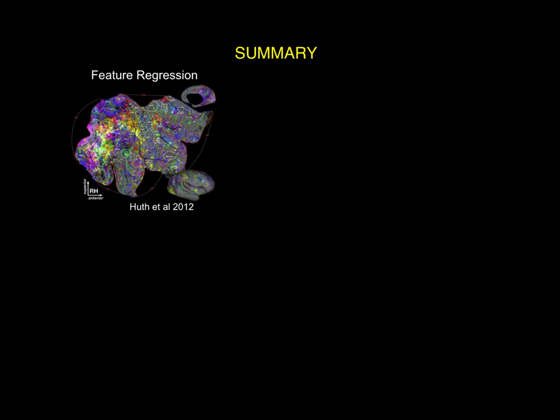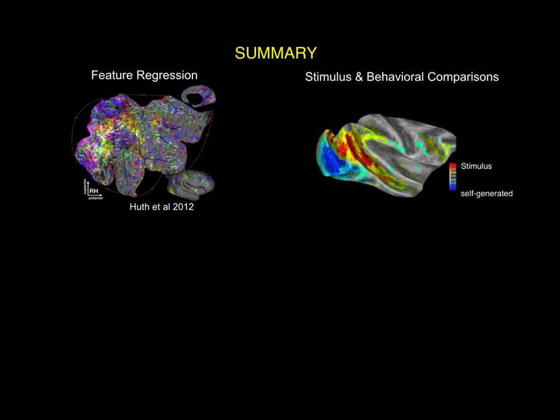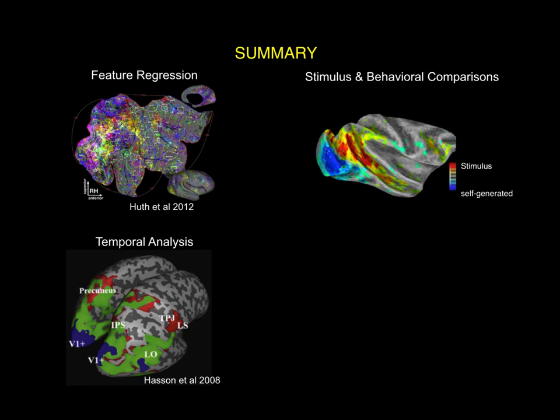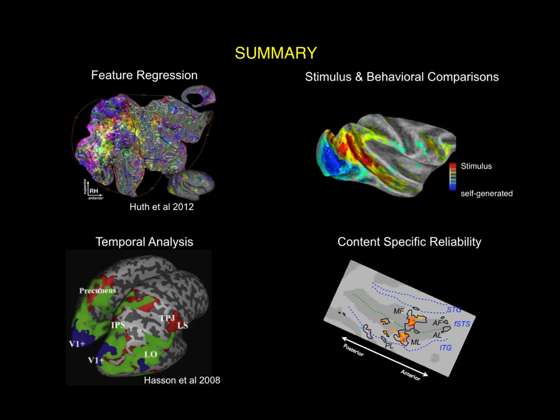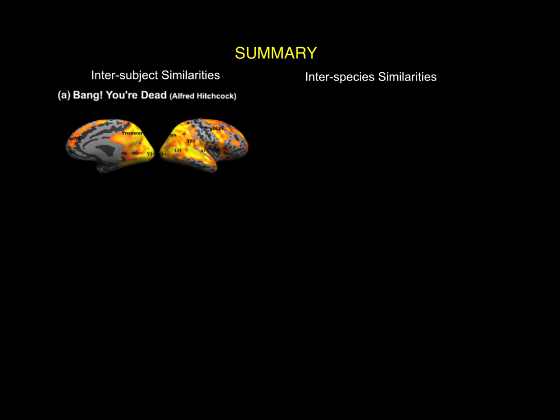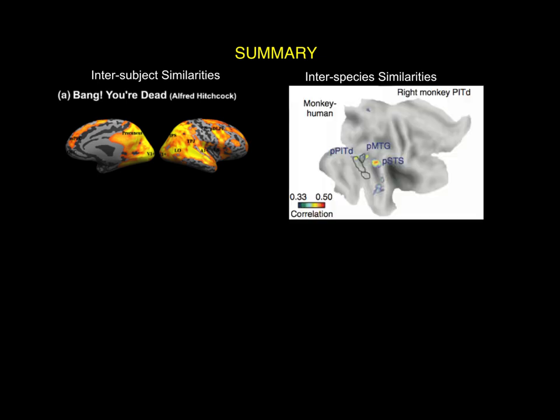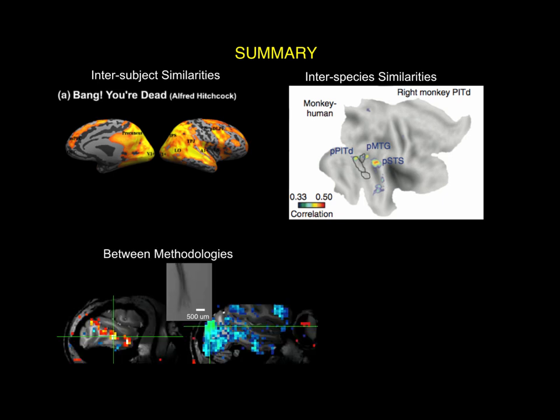One is through something like a feature regression, using stimulus and behavioral comparisons, so we can understand how the behavior is involved in processing these stimuli as well. Temporal responses across the brain are critical when dealing with these naturalistic stimuli. And the actual content of the movies can really change the way the responses are being shown. Similarly, it gives an interesting outlook on intersubject and interspecies similarities, and possibly between methods as well.